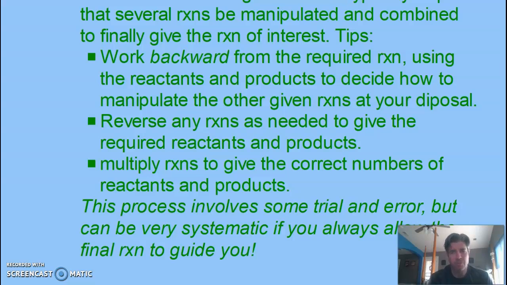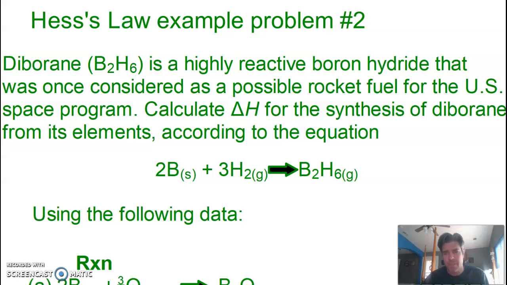Anytime you reverse those reactions, you have to remember that it changes the sign of the enthalpy. And if you multiply any reactions, you have to multiply the entire thing, including the enthalpies. Sometimes it takes many trials and errors. Sometimes you have to use fractions. But you can always kind of figure it out. It's kind of like a chemistry math puzzle.